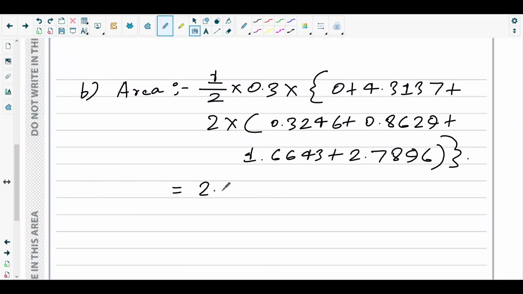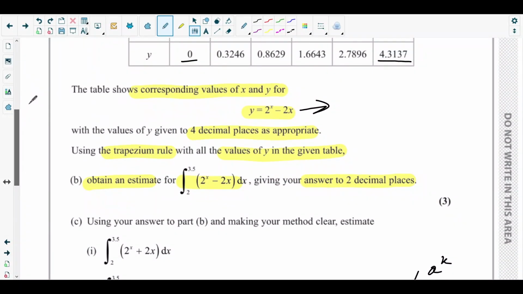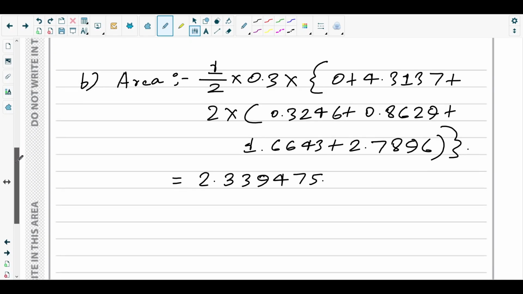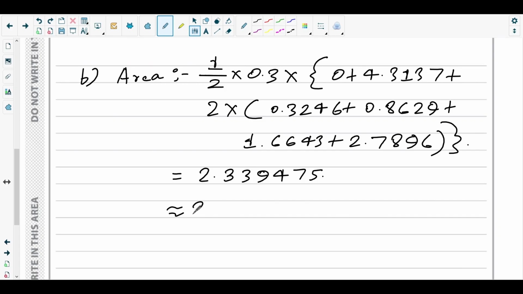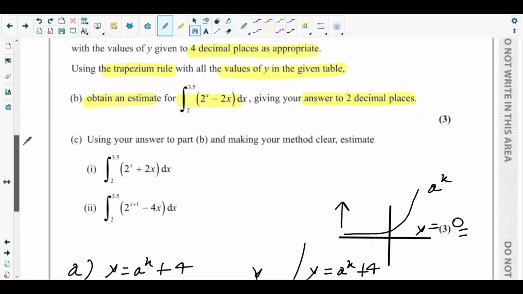2.339475. So the question has asked up to how many decimal places? Okay, to 2 decimal places. We need to give the answer to 2 decimal places, so we can say it is 2.34 up to 2 decimal places. That's what part B of question number 6 has asked for.